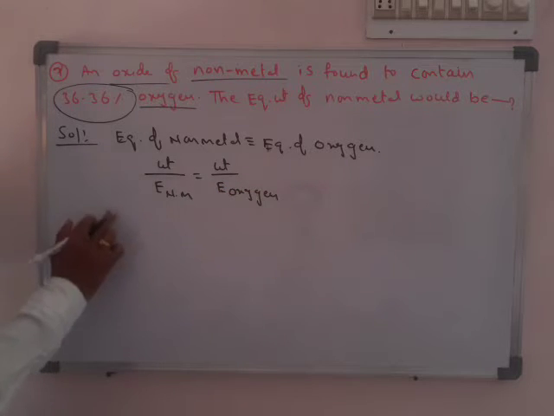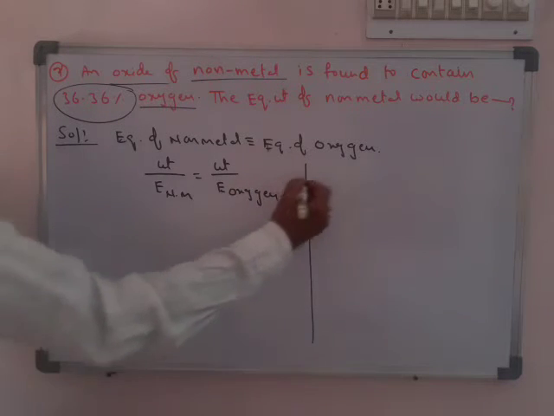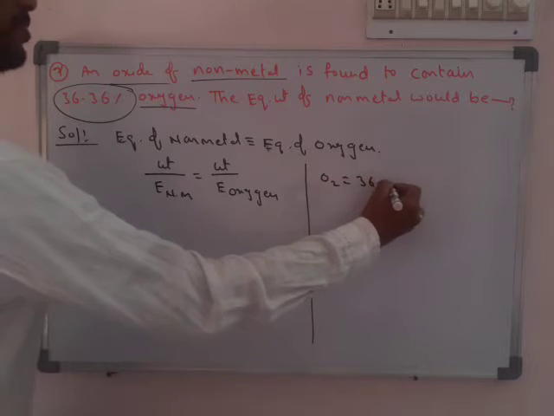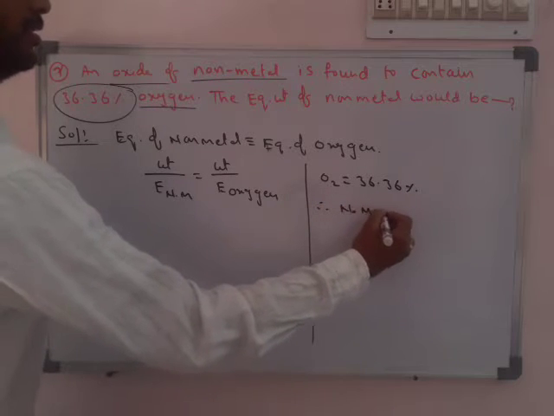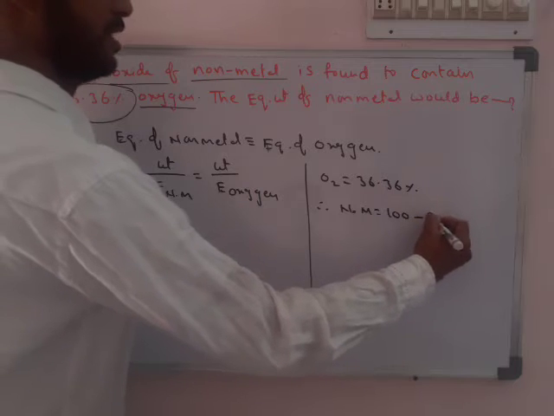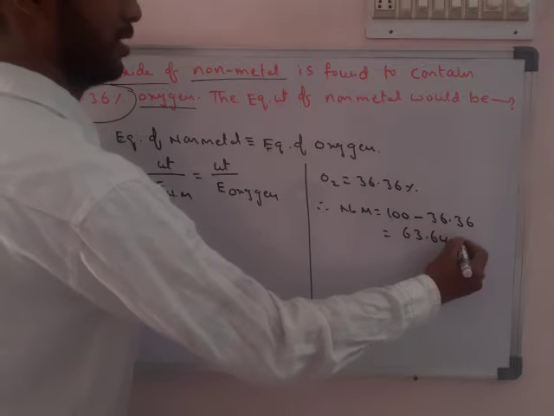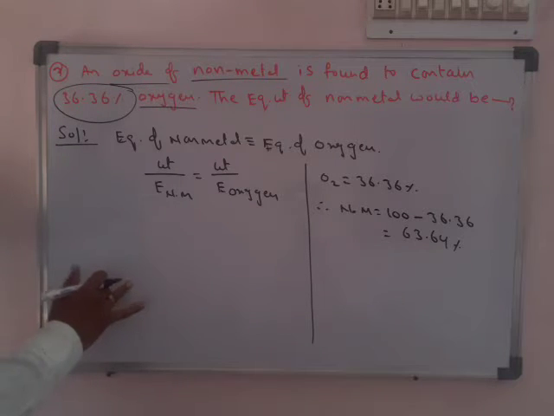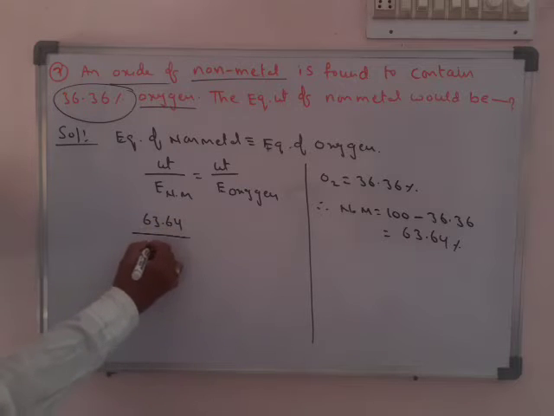What is the weight of the non-metal? It is not given exactly, but it is given in terms of percentage. Oxygen is given as 36.36%. So what about the non-metal? The remaining, that is 63.64, is for the non-metal. If you take the total compound as 100 grams, it is having that weight.